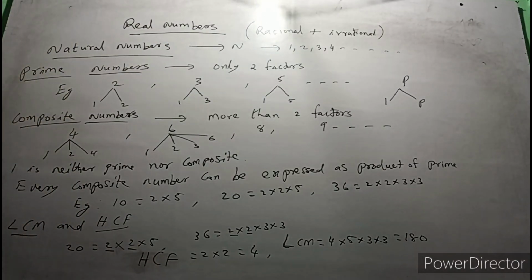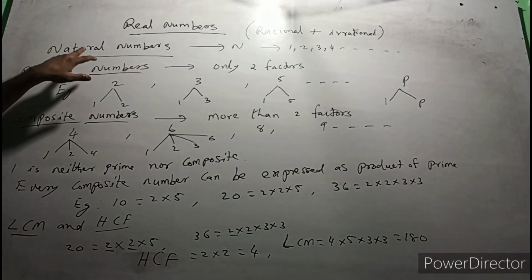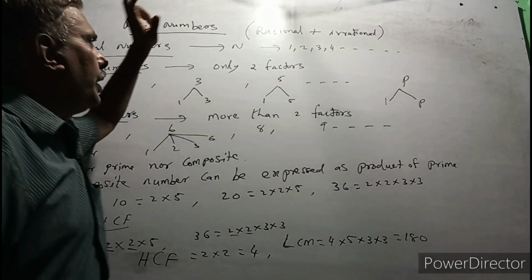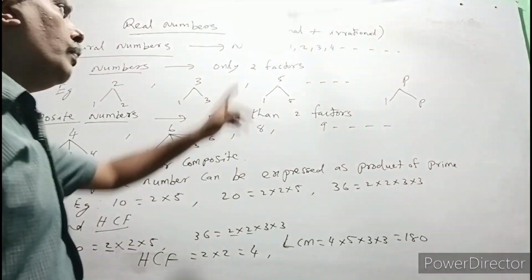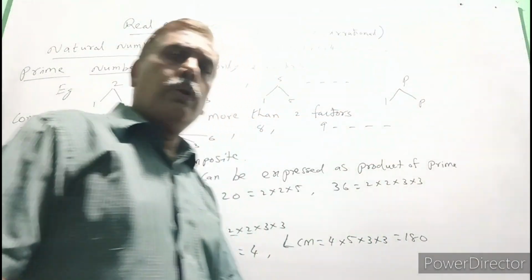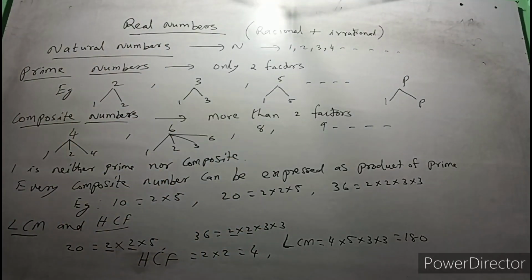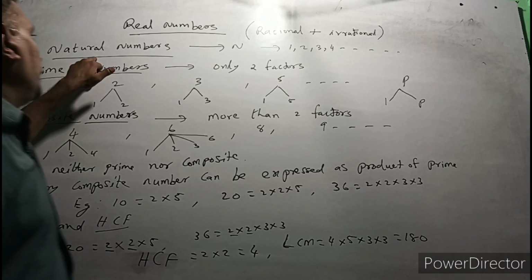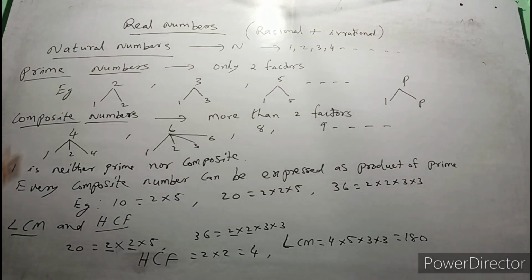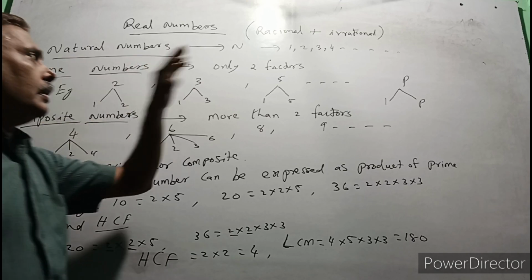So let's see some importance of natural numbers. First of all, we see what a natural number is. It is denoted by capital letter N. 1, 2, 3, 4, etc. are called natural numbers. We also say they are counting numbers. So what is a prime number? Prime numbers and composite numbers are actually properties of natural numbers. So let's see what a prime number is.